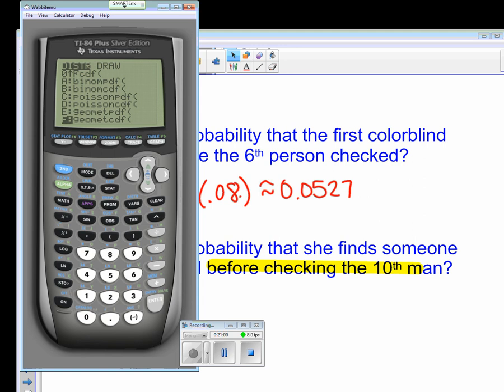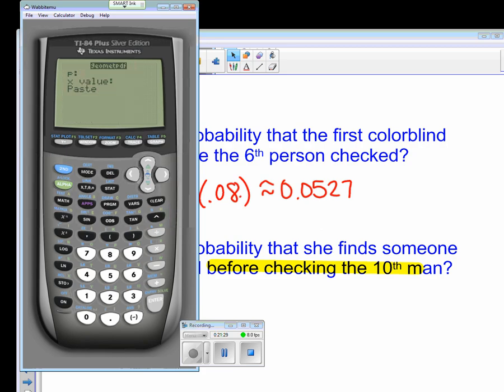Let's look at question C. We say that exactly on the 6th, the sixth person that's checked, that's when our first success happened. So which one of those would that be? A PDF or a CDF? PDF. It's a probability density function because it's exactly on the 6th. Remember how we talked about last class about the word exact with binomial? Same kind of situation here. So we're going to try that one by saying it's a PDF.